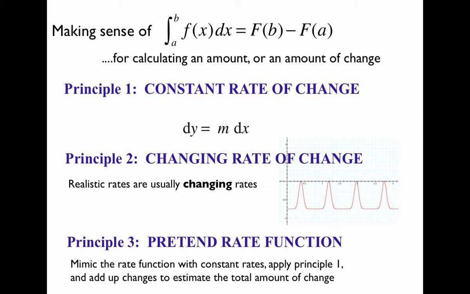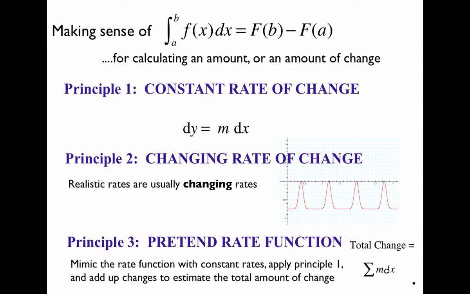So we want to mimic the rate function with constant rates so we can apply principle 1. And we're going to add up the changes to estimate the total amount of change. This was your homework, right? That's what I went over just a second ago. And we said that the total change is the sum of many m delta x. We're talking about dx, so I'll do dx. Okay, m dx. This is principle 3.